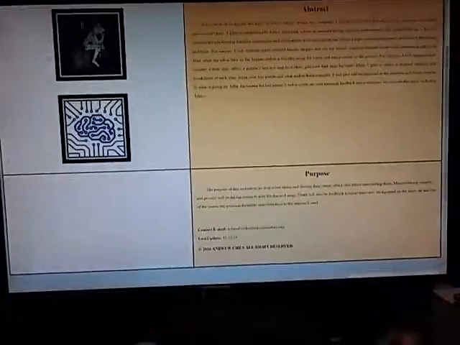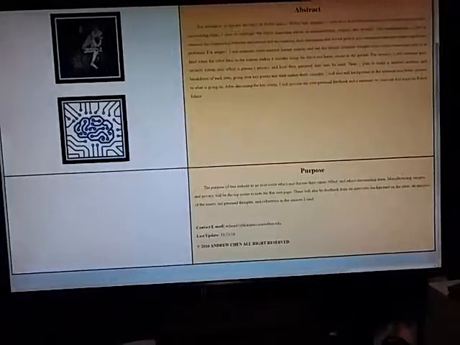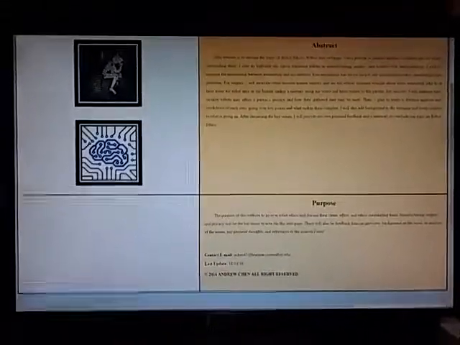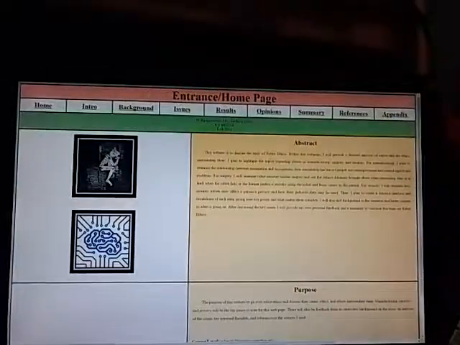The purpose of this website is to go over robot ethics in detail, and discuss their cause, effect, and the ethics surrounding them. Manufacturing, surgery, and privacy will be the top issues to note on this webpage. There will also be feedback from the interview, background on the issue, analysis of the issues, my personal thoughts, and references to sources I used.